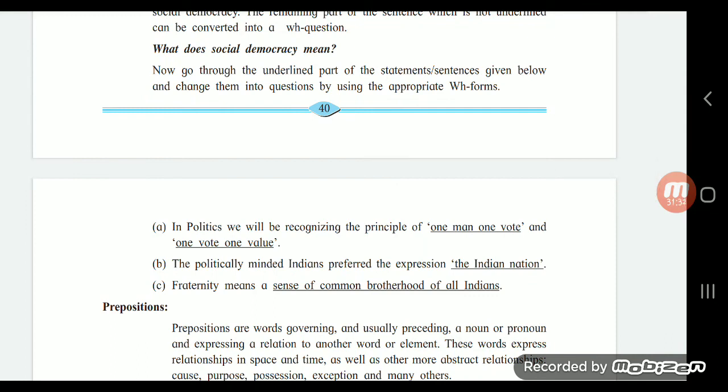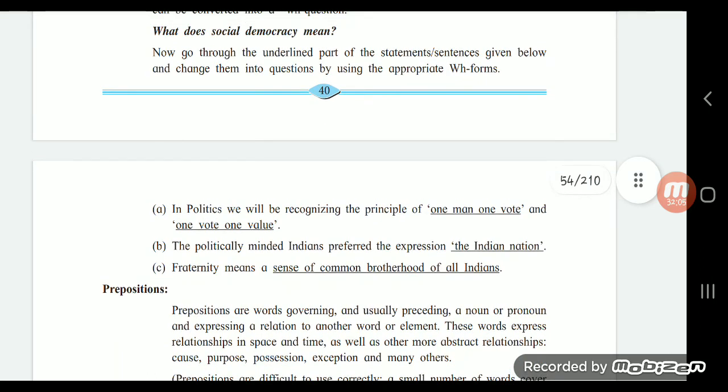In politics, we will be recognizing the principle of one man, one vote, and one vote, one value. Here you can use a WH question: which principle will we be recognizing in politics. Here the auxiliary is already present. So, which principle will we be recognizing in politics?